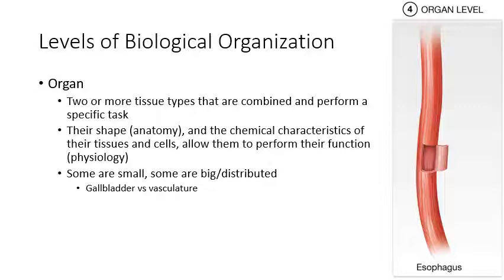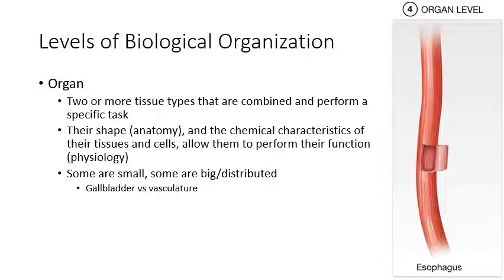Some of your organs are really small. Some of them are so big or distributed around the body that you might not even think of them as being organs. An example of that would be your skin, which you might not think of as an organ, but it actually has 2 different types of tissue in it that are both working together to serve the task of protecting the body from the outside environment, so that makes it an organ.